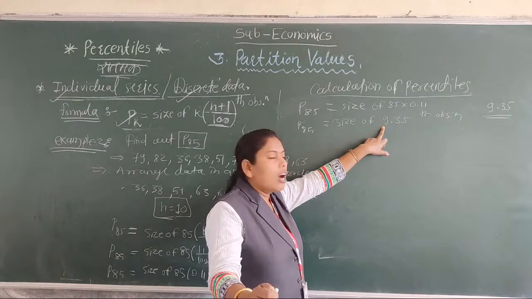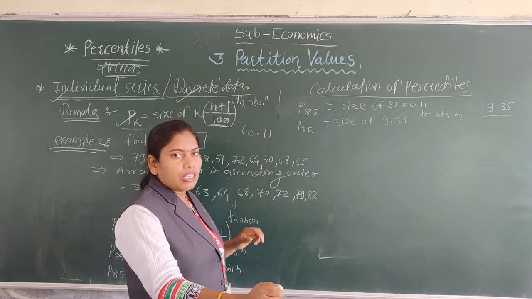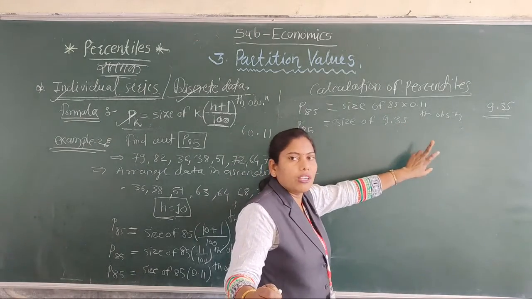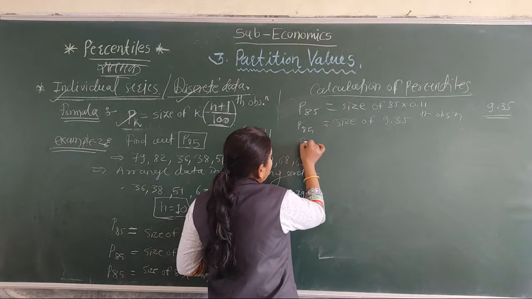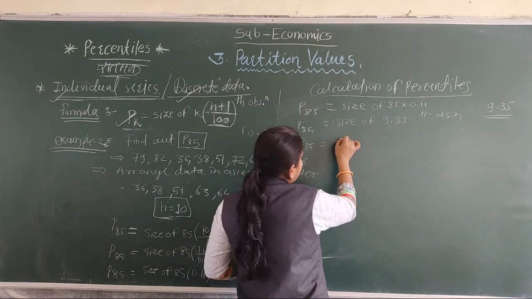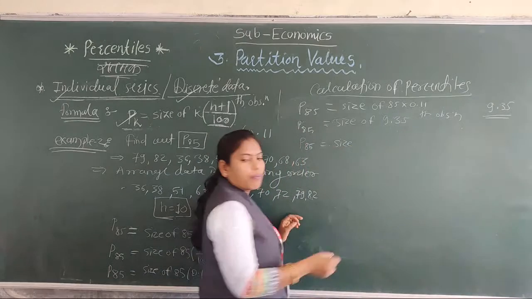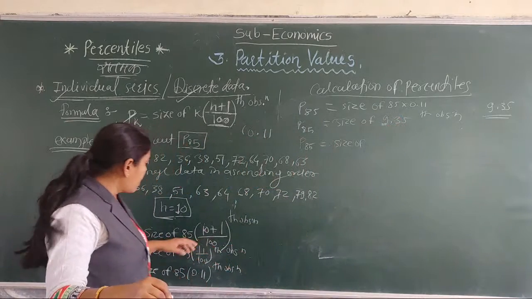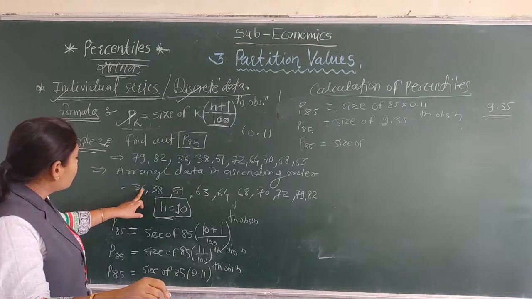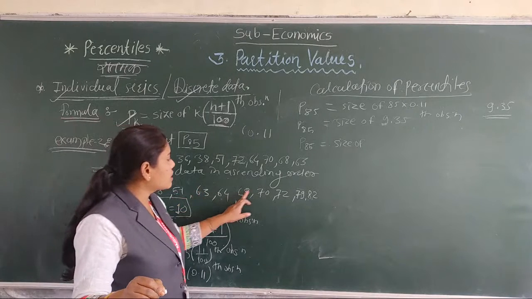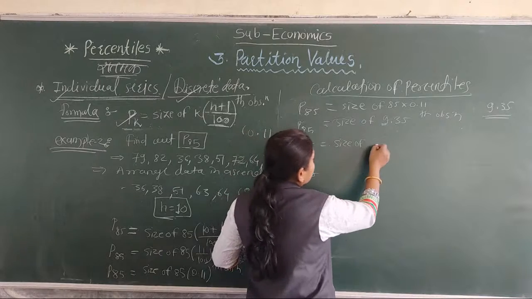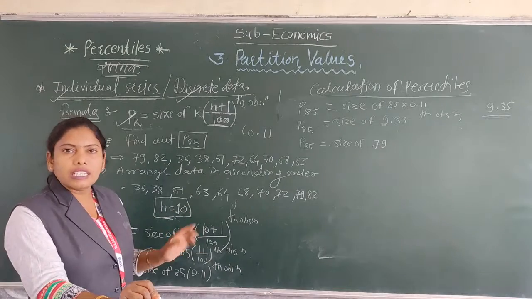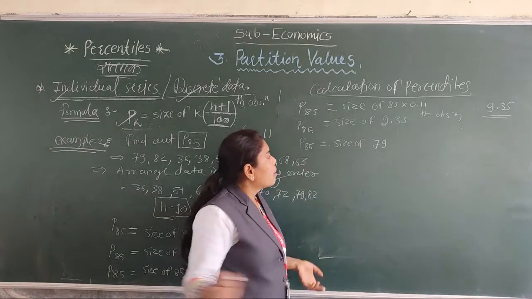This is the fraction. How to calculate the fraction number, means how to separate 9.35. Let's discuss the next step. P85, size of 9 means the ninth observation in this series. Counting 1, 2, 3, 4, 5, 6, 7, 8, 9, the ninth observation in this series is 79.